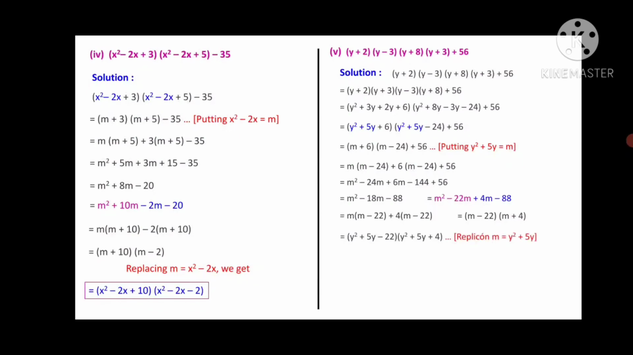So we will get y square plus 5y minus 22 in one bracket, another bracket y square plus 5y plus 4. Friends, you will get here that y square plus 5y minus 22 as it is. In the second bracket you can have a product 4 ones are 4 and 4 plus 1, that is 5. So y square plus 4y plus y plus 4. So y into bracket y plus 4 plus 1 into y plus 4. So the total factors of this will be y square plus 5y minus 22 in one bracket, another bracket y plus 4 and y plus 1.